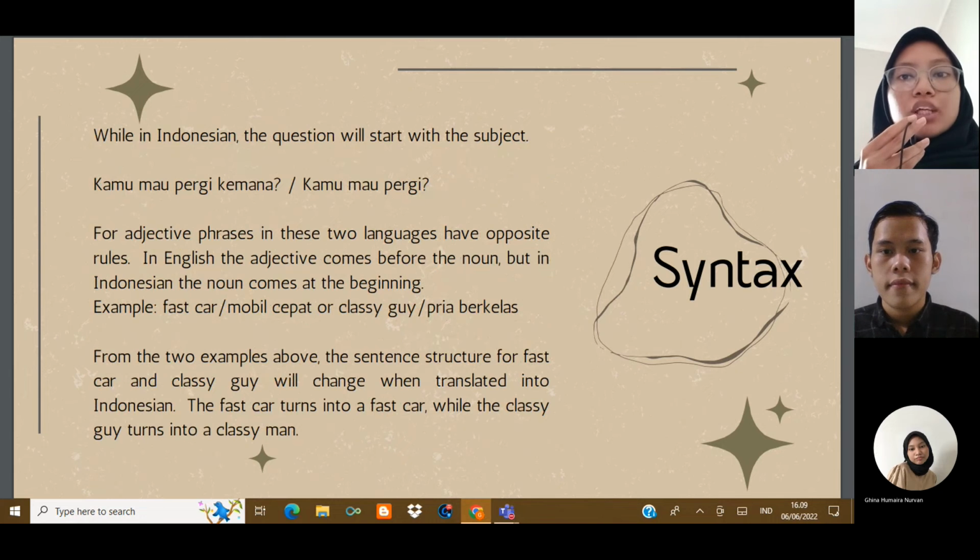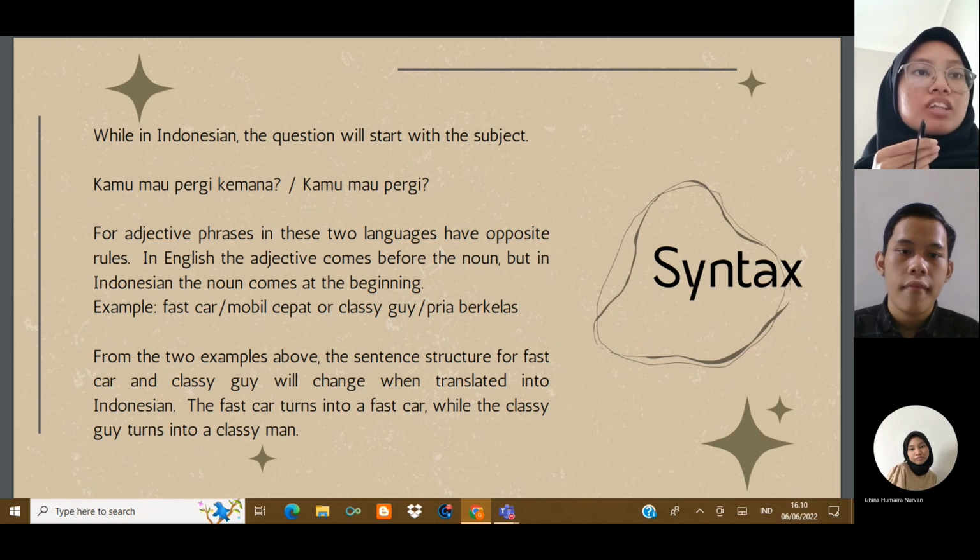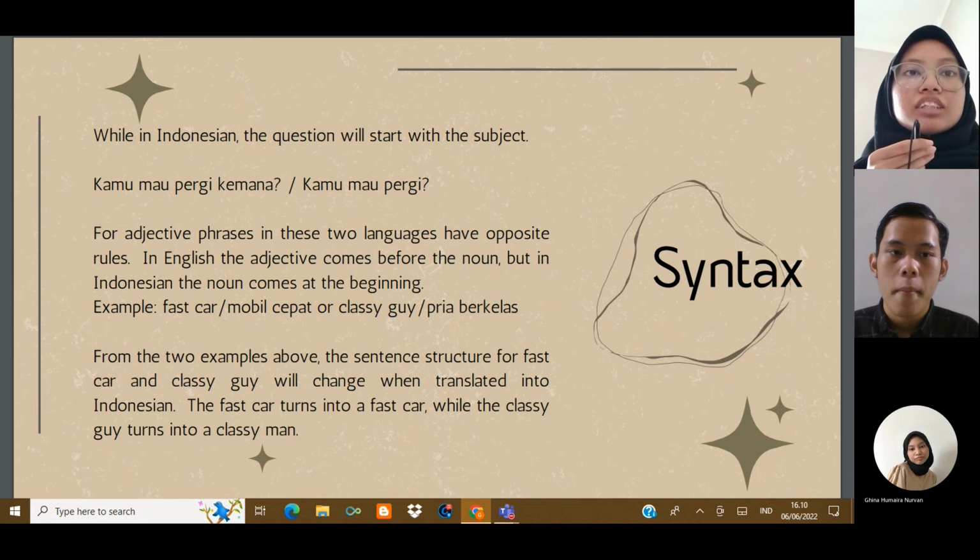While in Indonesian, the question will start with the subject. Kamu mau pergi kemana? Atau kamu mau pergi? For adjective phrases, these two languages have opposite rules. In English, the adjective comes before the noun, but in Indonesian, the noun comes at the beginning. Example, fast car or mobil cepat, and classy guy or pria berkelas. From the two examples above, the sentence structure for fast car and classy guy will change when translated into Indonesian. The fast car turns into a car fast, while the classy guy turns into a man classy.